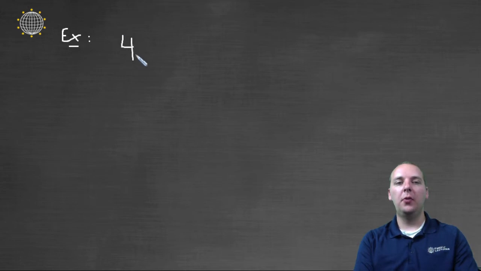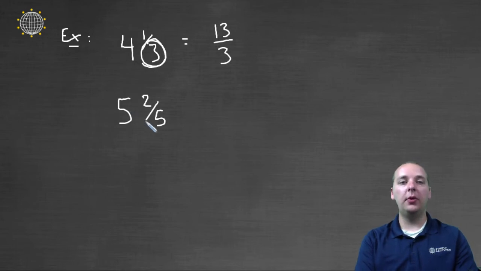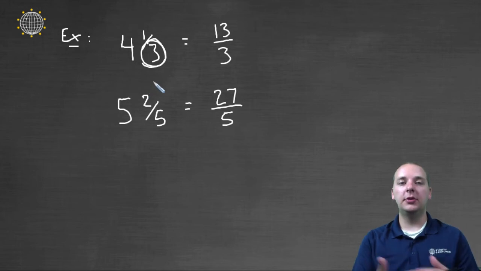Let's say you had 4 1/3. We'll take 4 times 3 is 12, and then we'll add 1, that makes 13. So this is 13/3. You keep the same denominator. Let's say we had 5 2/5. 5 is a whole number, 2/5 is a proper fraction. So we'll take 5 times 5 is 25, add 2 makes 27, and we'll have 27 over 5. These are improper fractions and these are mixed numbers, but they're still equivalent.